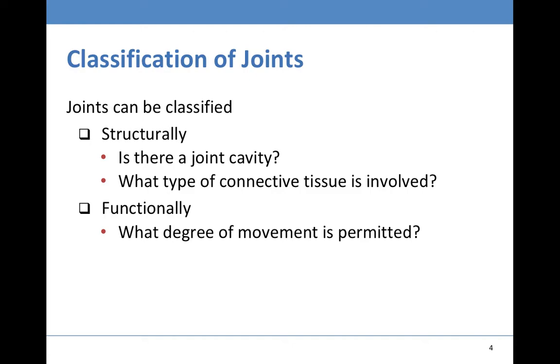So we'll ask two questions to classify a joint structurally. Is there a joint cavity? And what type of connective tissue is involved? We'll talk about the structural classifications of joints later, but it can be either fibrous, cartilaginous, or synovial. And then functionally, we want to ask what degree of movement does this joint permit? So the types we have there are synarthroses, meaning immovable, amphiarthroses, partially movable, or diarthroses, freely movable.